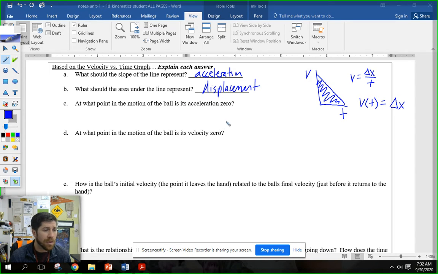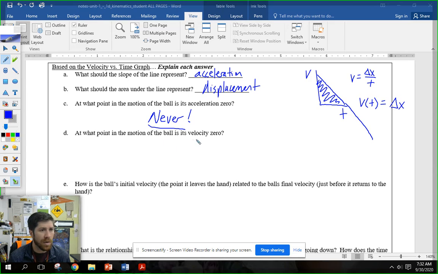At which point in the motion of the ball is the acceleration 0? Well, if we look at the line, the entire slope is the same. So therefore, the acceleration is 0, never. The entire acceleration is negative 9.8 meters per second squared, or negative 10, as we use.